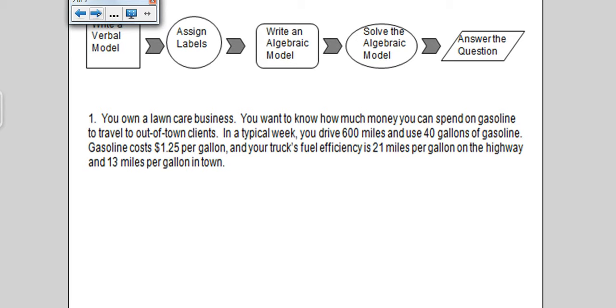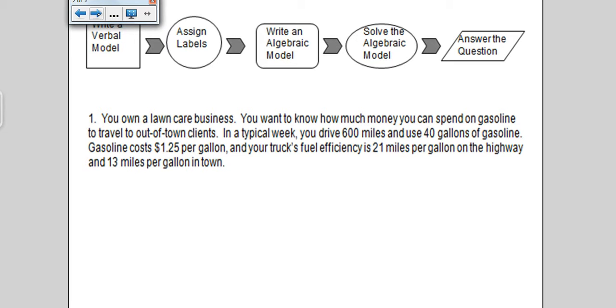Now, you don't have to do every single one of these steps for this class, but you'll probably informally do these. First, we're going to write a verbal model, then we're going to assign labels, and then we're going to convert that to an algebraic model. Now, once we have our algebraic model set up, we can solve it, and then we'll be prepared to answer our question. Now, I'll be the first person to admit sometimes I just kind of jump into writing the algebraic model and I skip the first two steps. It kind of depends on how much trouble I'm having with this particular problem.